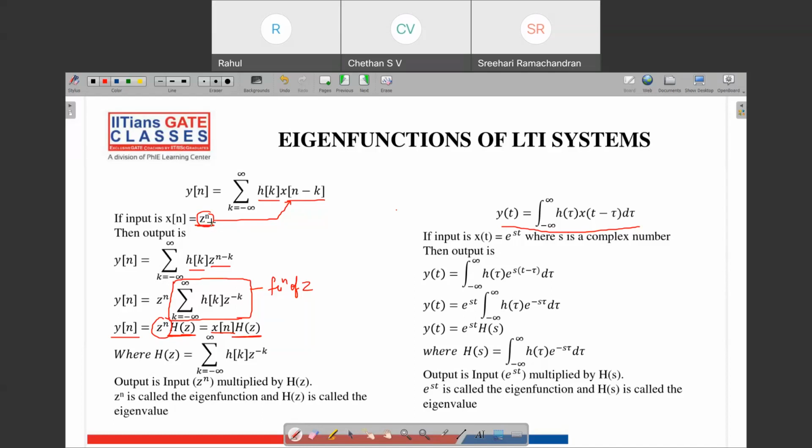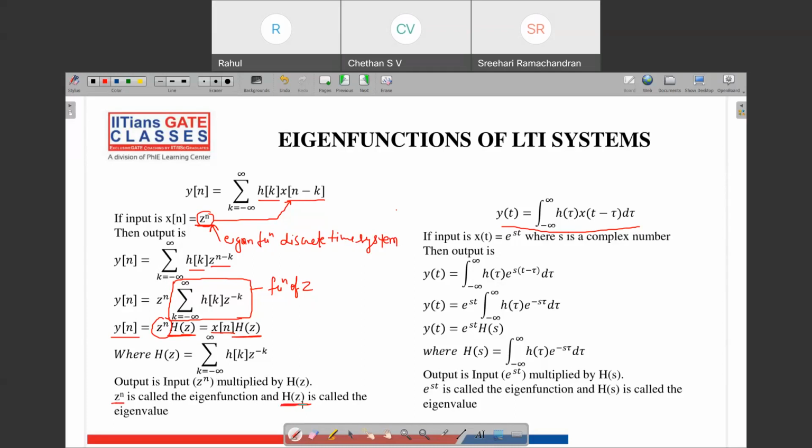So any input which gives the output same as the input multiplied by some constant, those inputs we call an eigenfunction. So this z to the power n, you can say that it is an eigenfunction of the discrete time system, and this h of z we call an eigenvalue. So this z to the power n is an eigenfunction and h of z is an eigenvalue.